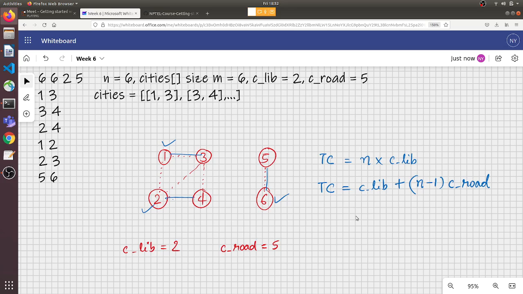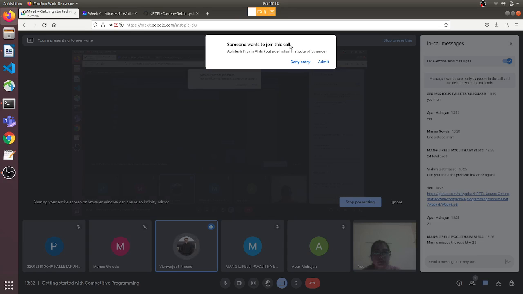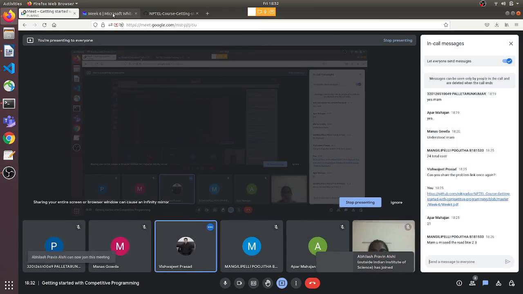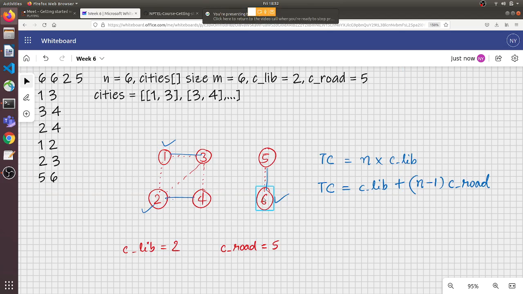I guess number of connected components minus 1 times cost of road. Say again. Number of connected components minus 1 times cost of road plus the library needed in each component times cost of library. Okay, number of connected components are right here.